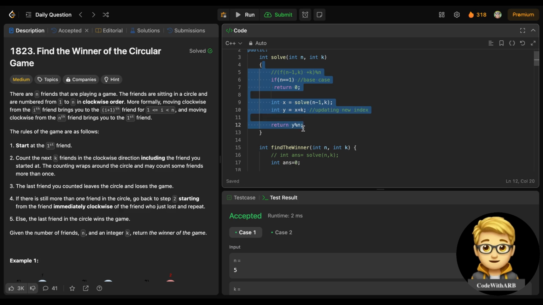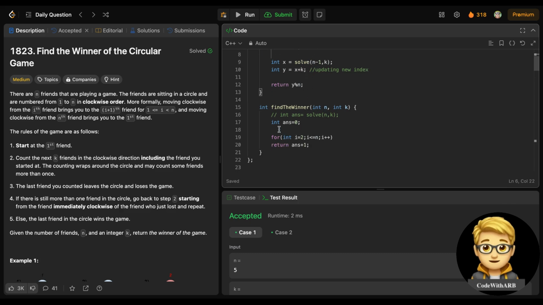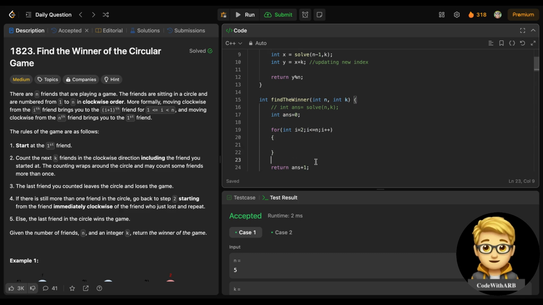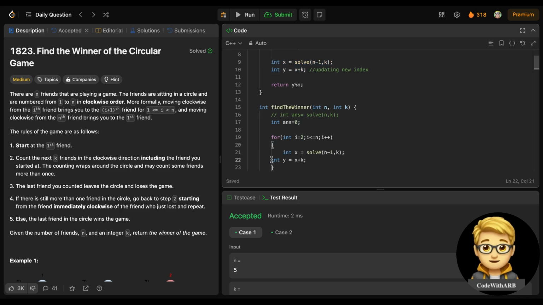This is the bottom up approach. Before, this was the top down approach, where we started from n minus 1 till n is equal to 1. Now we start from the first part. For n equal to 1, the base case is that the index is 0. Now we will start from n equal to 2. For that, the same thing gets updated again. We will use the same thing.